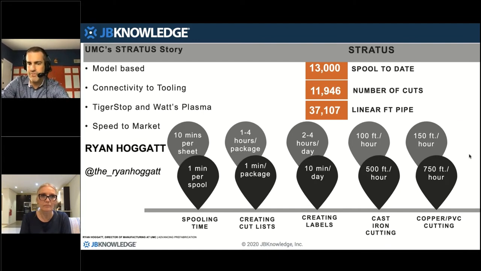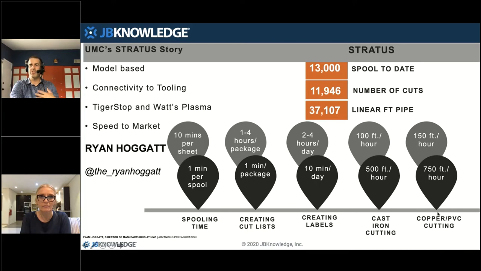So he did before and after productivity measurement. Cast iron cutting, before implementing TigerStop, the hardware, and Stratus, the software, it was 100 feet per hour. Now it's 500 feet an hour. It was 150 feet an hour of copper PVC cutting. Now it's 750 feet an hour. It was 1 to 4 hours per package to create cut lists. Now it's 1 minute per package using Stratus.